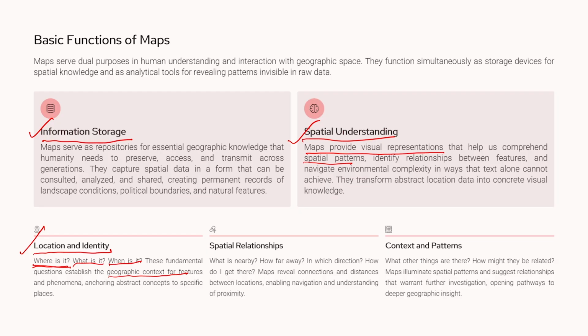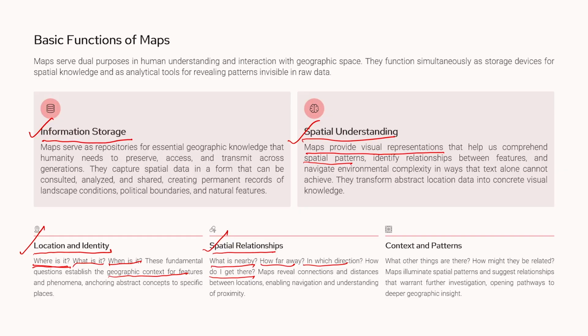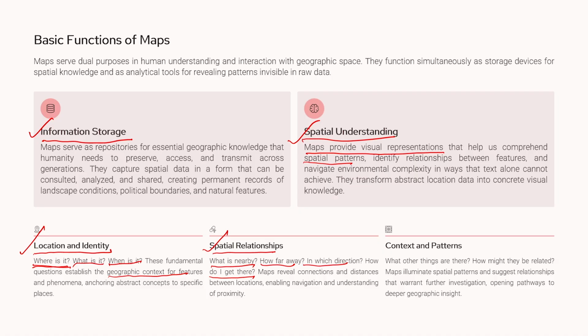Another thing is, we establish the spatial relationship. What is nearby? How far away? In which direction? How do I get there? A map tries to explain these things very nicely. Near the University of Madras, what do I have? I have Anna University. How far away? Just 1 meter. In which direction? West direction. See, when I have this information, I will be able to understand very clearly. I can take my decision within a short span of time. Finally, context and patterns.